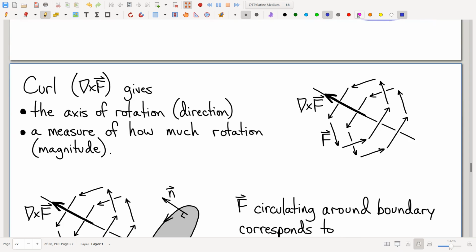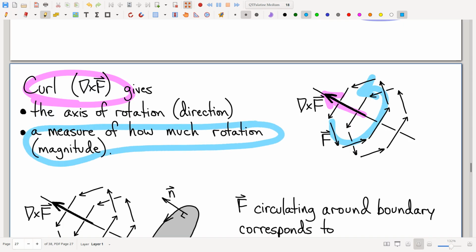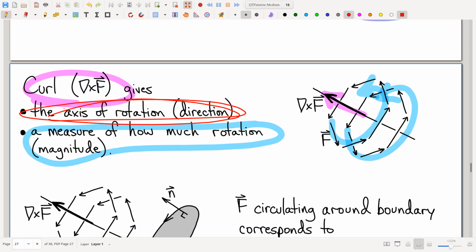So curl, this vector, tells you for your vector field F, whose curl we're talking about, how much of a rotation is happening, how fast the fluid is rotating, how powerful this tornado is, whatever is appropriate to the context. And then by virtue of the direction that it points, it's telling you what the axis is that the rotation is happening around.